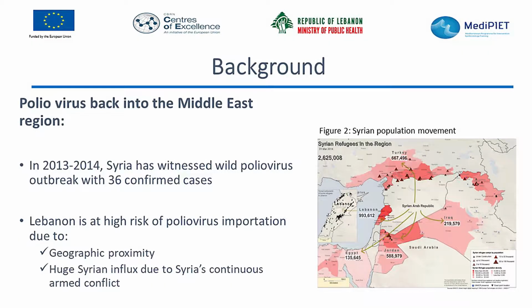Now, as most of you are hearing in the news, polio is back to the Middle East region. In 2013 and 2014, Syria has witnessed a wild poliovirus outbreak with 36 confirmed wild poliovirus cases. Lebanon is at high risk of poliovirus importation due first to the geographic proximity to Syria and due to the huge Syrian influx due to the current war situation in Syria.